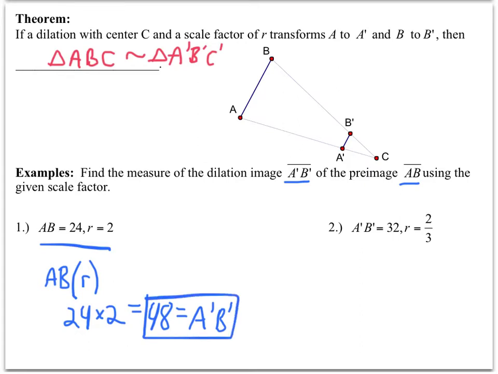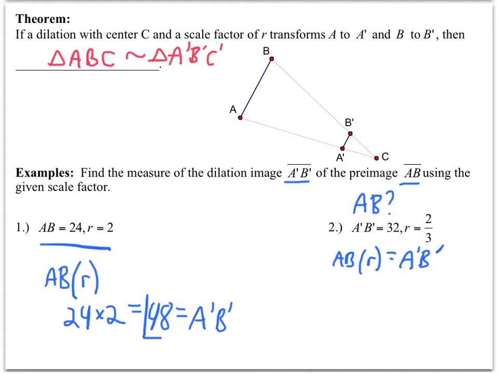Now in this second example, we're working backwards. We don't have AB, but we want to find it. What we do know is that AB times the scale factor is equal to A prime, B prime. So we'll plug in the values that we know. We don't have AB. We know the scale factor is 2/3, and that's equal to A prime, B prime, which is 32.